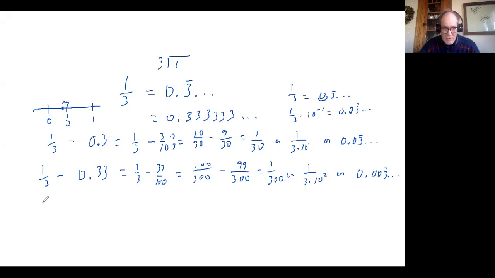And similarly, let's just do one more. What if we were using 0.333? Well, to make a long story short, we'd have 1/3000th. You could figure that out using this same technique right here. Or 1 over 3 times 10 to the third, or 0.0003 repeating.